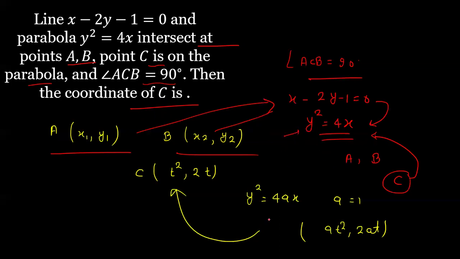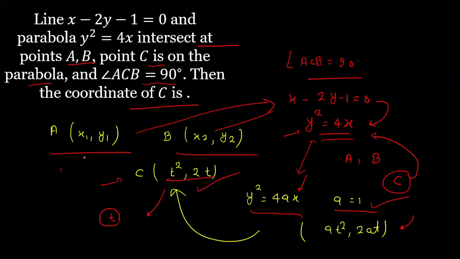So we know that the general parabola is y square is equal to 4x. So in this equation, by comparing, we can see that a is equal to 1 and the general coordinate on the parabola is (at square, 2at). So here a is 1, so it is (t square, 2t). So this is the coordinate of the point C. So our goal is to find the value of t. If we can find the value of t, then we can find this coordinate.